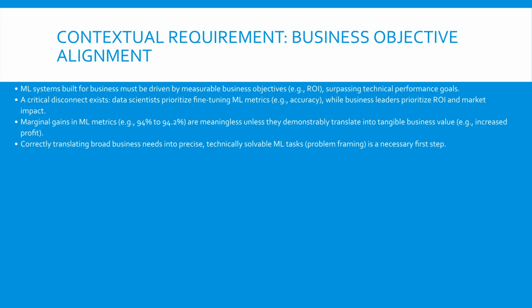Conversely, business leaders are singularly focused on verifiable, tangible outcomes, such as achieved sales targets or the total successful reduction in fraud losses. Spending vast, expensive resources, including substantial compute time and skilled engineering effort, to achieve only a tiny marginal gain in a technical ML metric, such as improving accuracy from 94% to 94.2%, is generally meaningless if that marginal technical change does not demonstrably lead to a measurable positive movement in the relevant actual business metric.